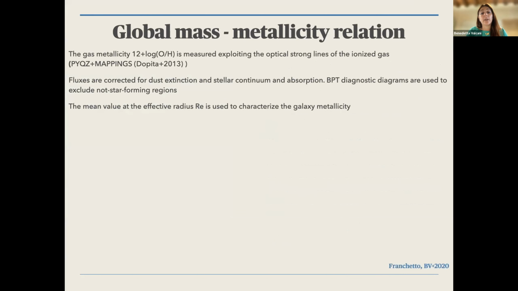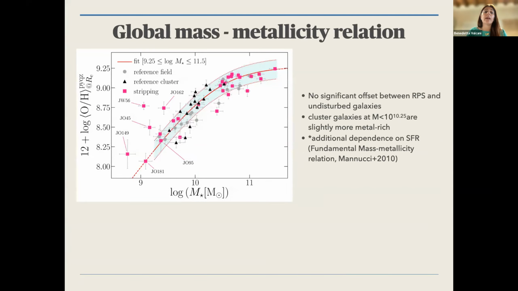Another quantity that we can characterize from a statistical point of view, now that we have seen that ram pressure stripping affects the star formation rate, is the mass metallicity relation. From the emission lines, we can obtain the information on the gas metallicity, and we measure the metallicity at the effective radius, that is the characteristic radius of the galaxies. And here we have the mass metallicity relation for the stripped galaxies in pink and for the field and cluster undisturbed galaxies in black and gray.